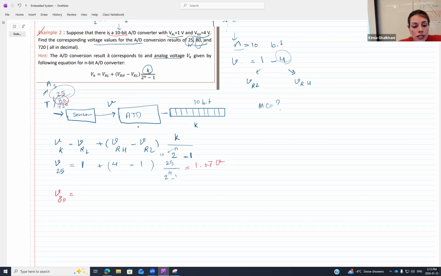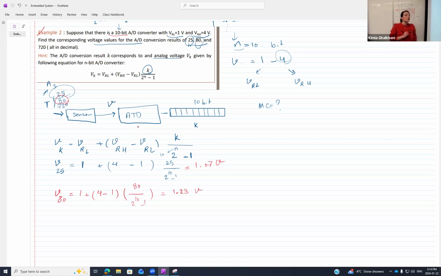So everything in here, all the voltages, are the same. I don't change any of them, I just change the temperature. Now my temperature is 80, over 2 to the power of 10 minus 1, right? And then I calculate for 80. If I calculate for 80, it becomes 1.23 volts. Same method. You got it, Daniel? Everyone else got it? Perfect.